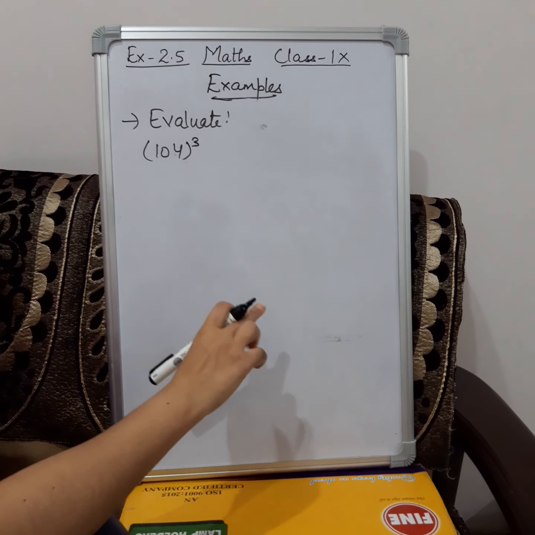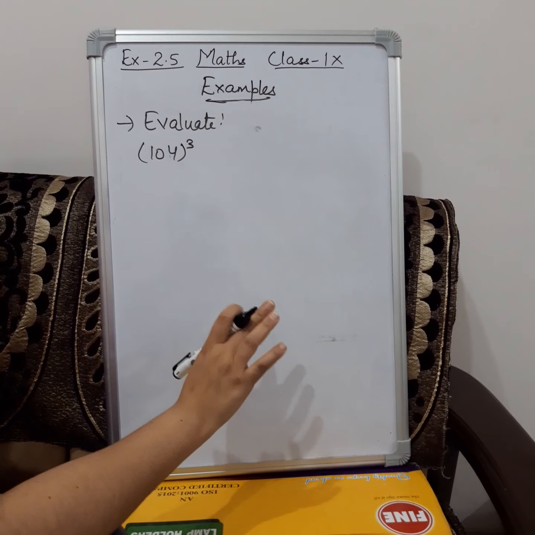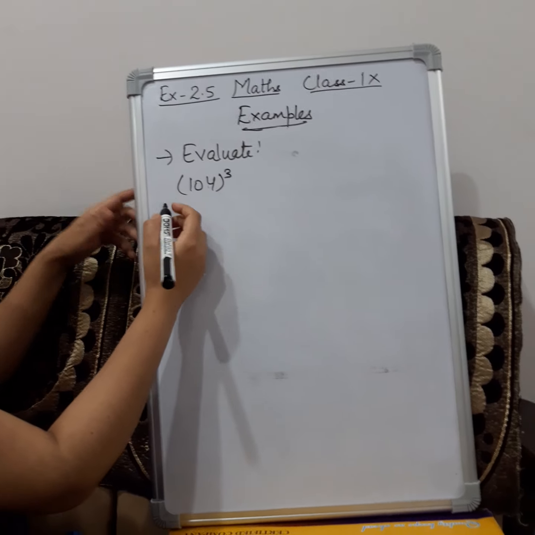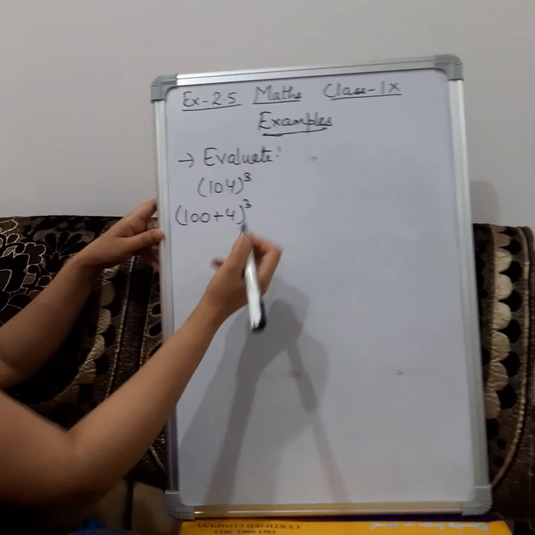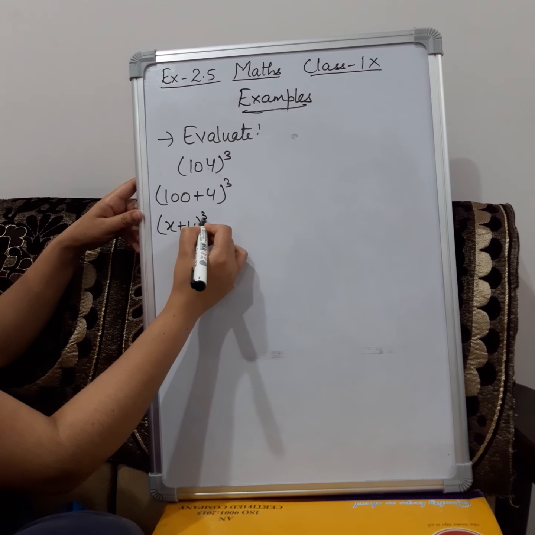And this question, evaluate, means we have to evaluate using identity, without actual calculation. Now see how I can convert it into an easy form. It can be written as (100 + 4) whole cube. So which identity will be used? (x + y) whole cube.